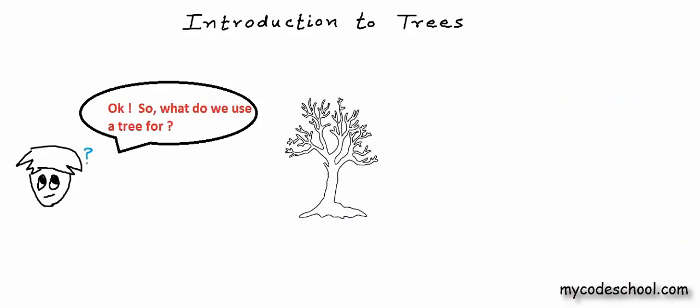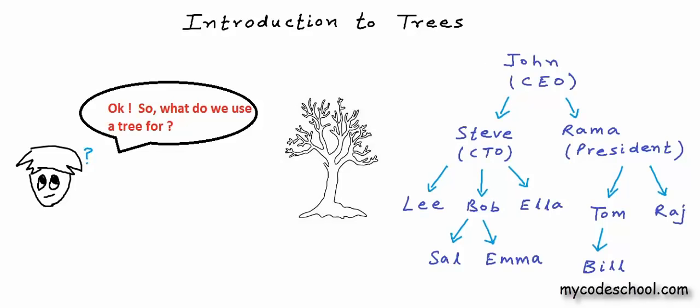Tree is one data structure that's quite often used to represent hierarchical data. For example, let's say we want to show employees in an organization and their positions in organizational hierarchy. Then we can show it something like this. Let's say this is organizational hierarchy of some company. In this company, John is CEO and John has two direct reports, Steve and Rama. Then Steve has three direct reports. Steve is manager of Lee, Bob, and Ella.